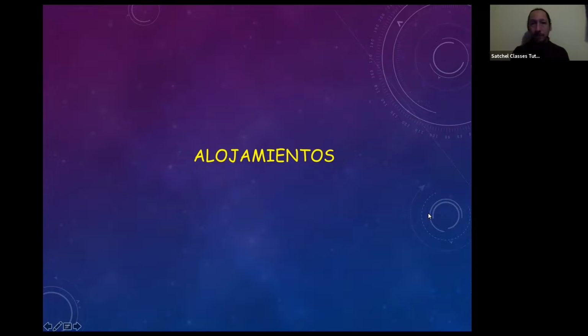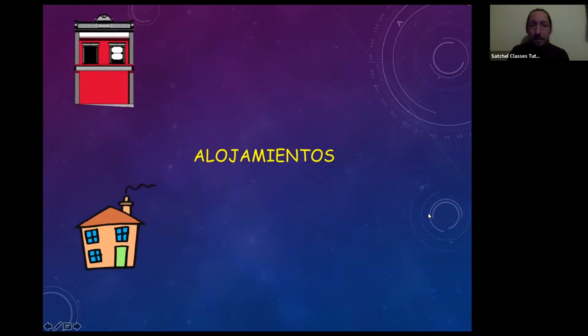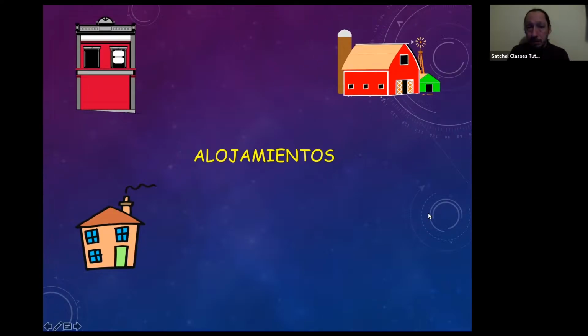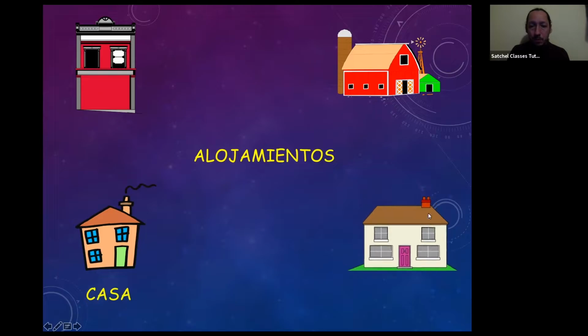Okay, and we have different types of houses, of course. We have the most basic one, which is house itself. Then we have a flat. Some people will live in a farm. And of course, some people will live in a cottage. So we have casa, piso, chalet, granja.